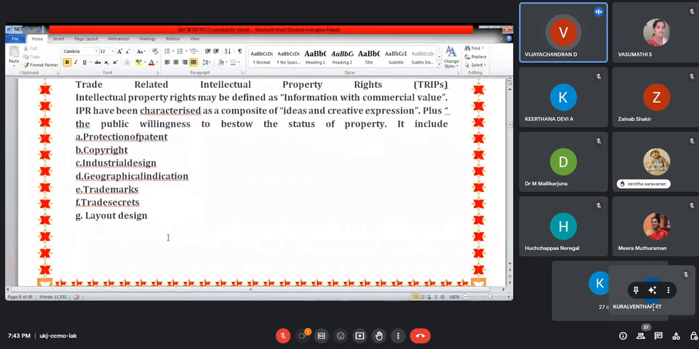WTO 1995. I told you CATS, that is generally the trade tariff, accepted trade tariff. I told you that is 1944, Uruguay round, Geneva. Whereas WTO is 1994, 95. So you should know the headquarters.